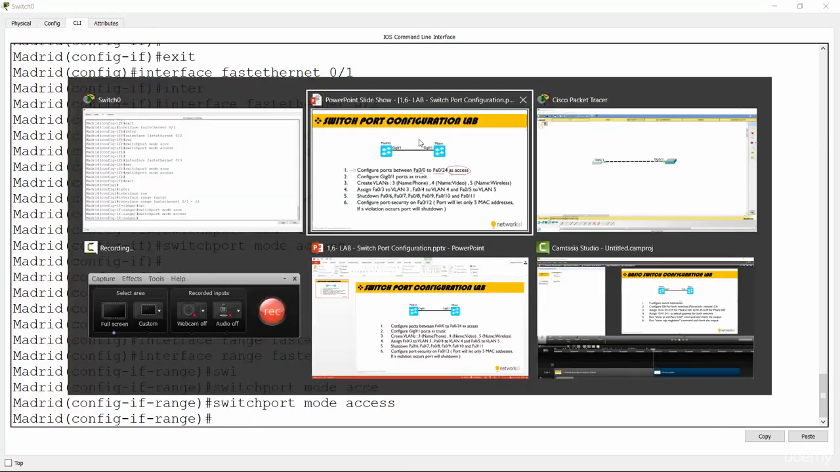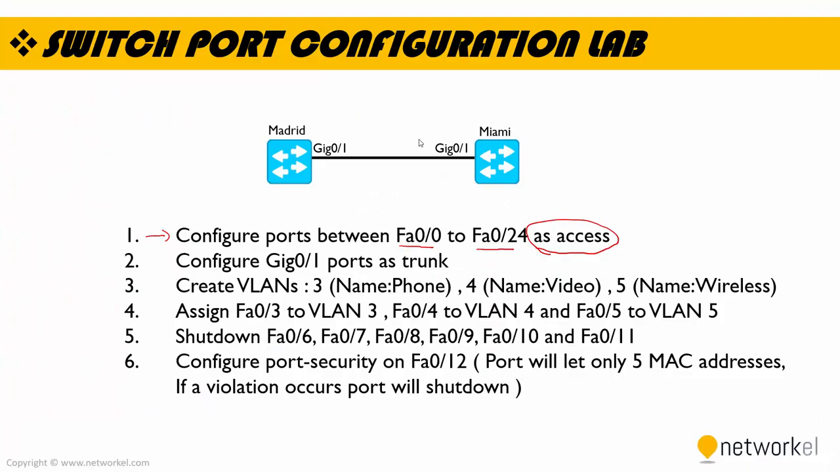Alright. Configure ports between 1 to 24 as access. Whoa! Accomplished, huh? Pretty cool. Let's get into the second step. Configure gig 0/1 ports as trunk.